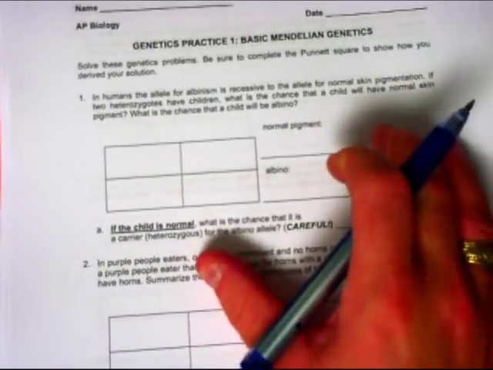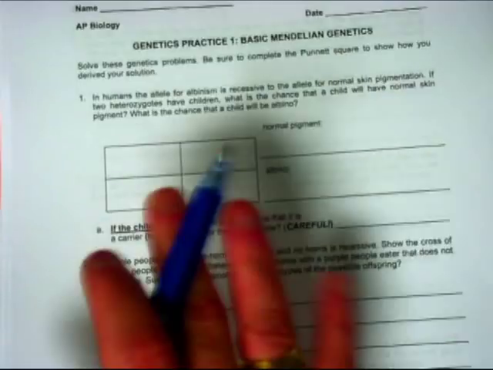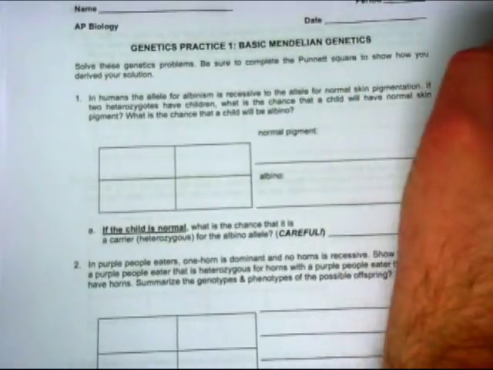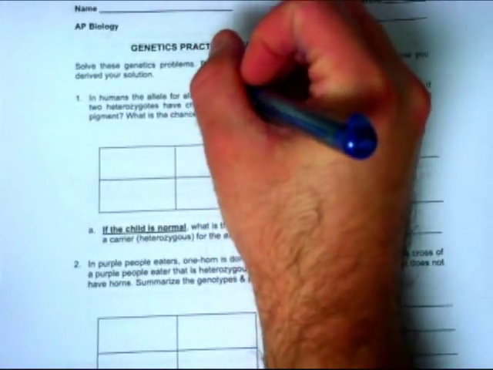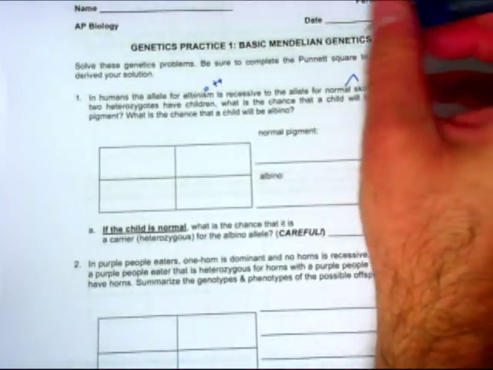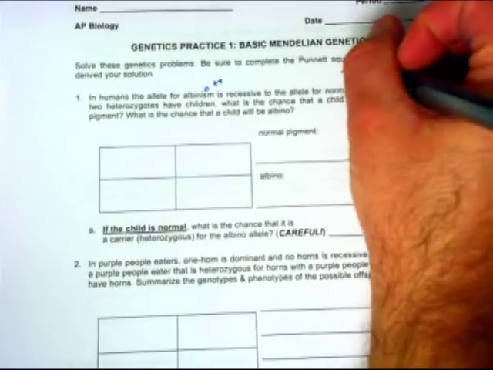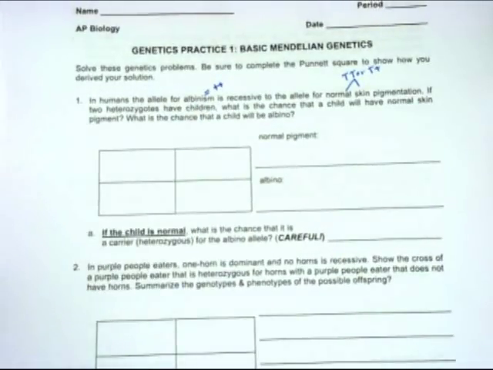Okay, has anyone done this problem right here? No, yeah. Okay, why don't we read through it real quick, and I'll go over it and just do it together. It says, in humans, the allele for albinism is recessive to the allele for normal skin pigmentation. So to be an albino, you've got little t. Normal skin pigment is dominant, so you have to be big T, or big T, little t to have quote unquote normal skin.